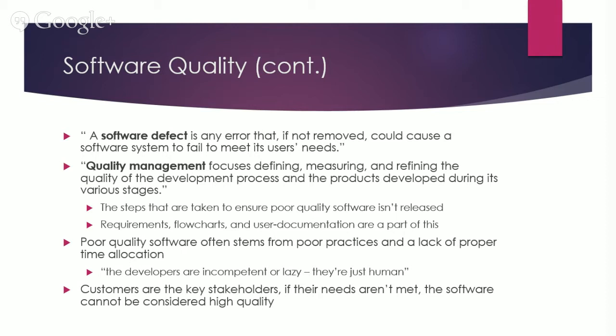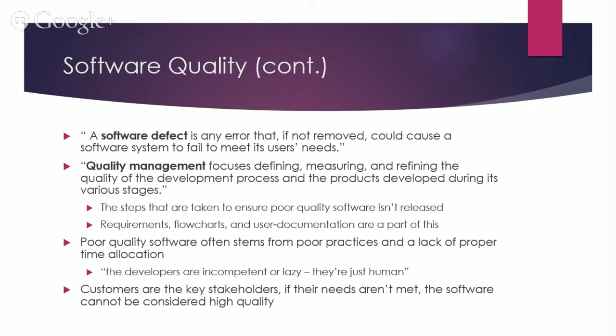Another really important idea to understand, and this is a principle that's used in a lot of software development companies, is the idea of quality management. It focuses on setting, defining, measuring, and refining the quality of the development process at the various stages. And why this is important is because it puts these steps in place so that we aren't putting out poor quality software. And so, we have an idea of the quality of our software before we release it. And again, that's really important. We'll talk about that a little bit later with quality assurance, but all this includes requirements, flowcharts, documentation. It's all stuff that isn't the actual software, but is important to include when we're delivering the software.